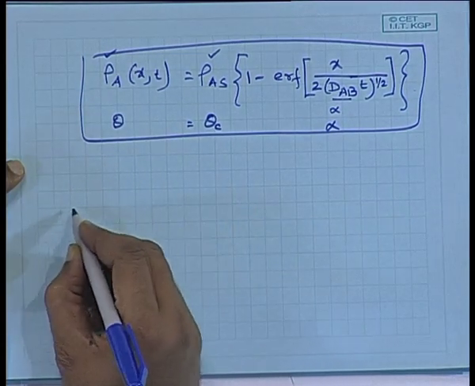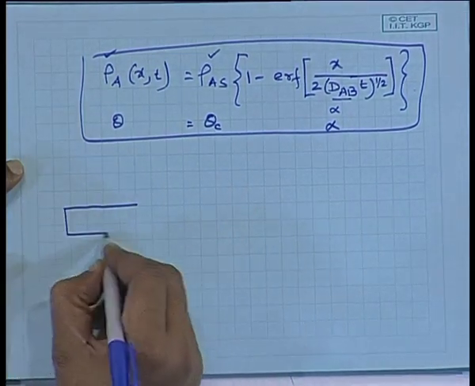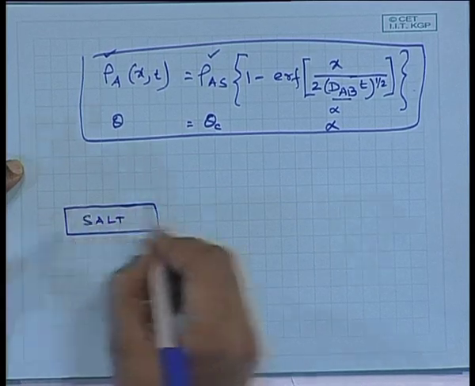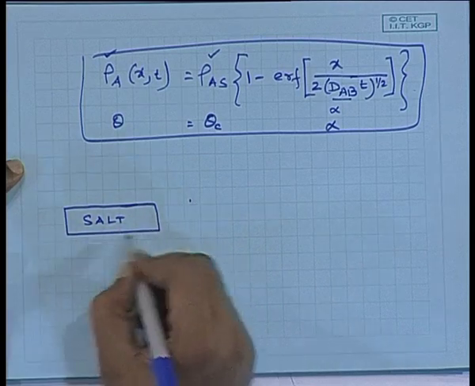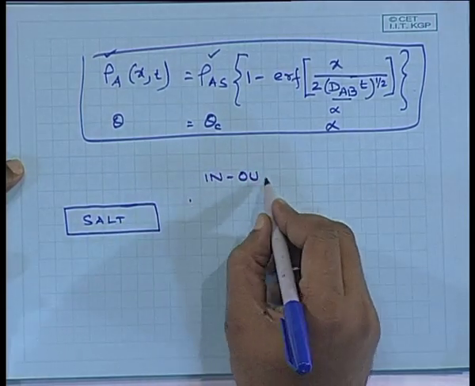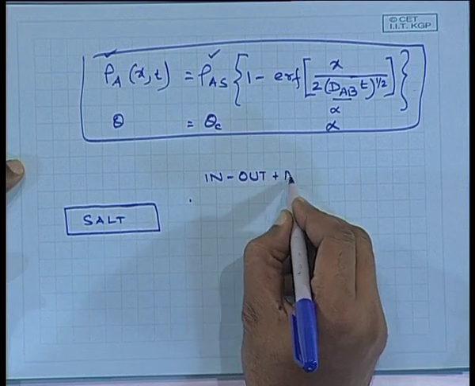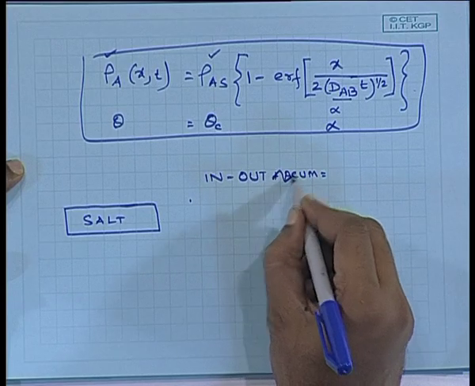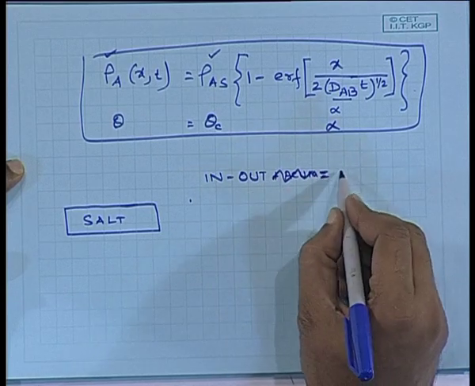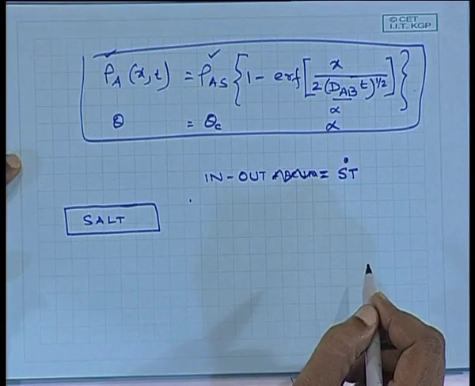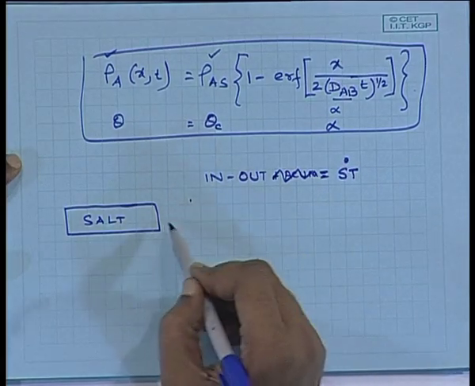Now, what I am going to do is take this salt layer and write the conservation equation. So, in minus out plus accumulation is, let us say, in minus out, there is no accumulation term. So, in minus out is whatever you have as the rate of change of storage of the thing. What is the in term of this salt?